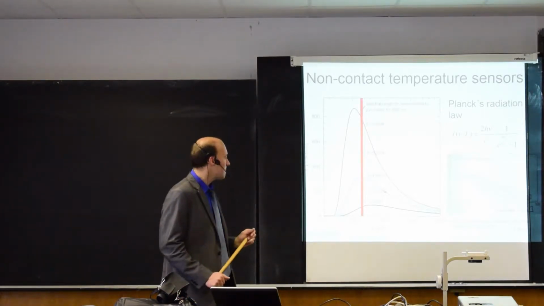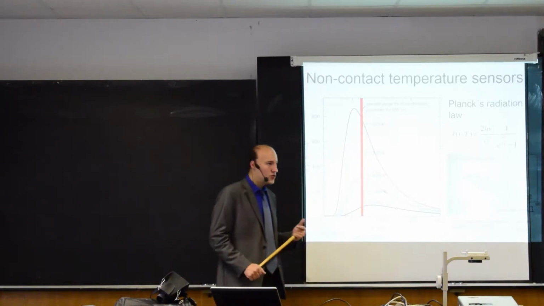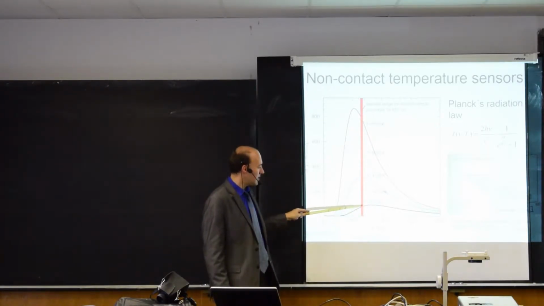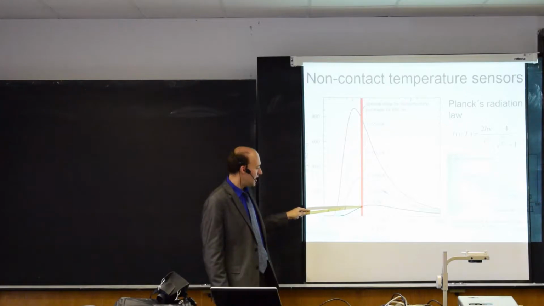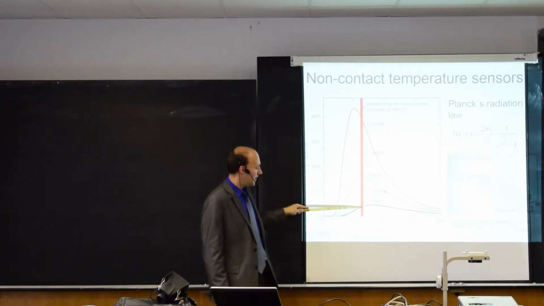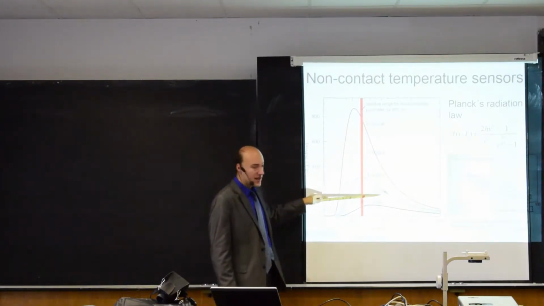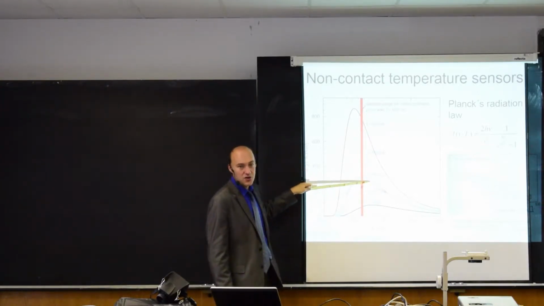The amount of radiation is proportional to the temperature of the object. So if, for example, I take one wavelength, then I can say, okay, if this amount of radiation is this one, then I have 3,500. If I have this radiation, then it's a higher temperature. If I have this amount of radiation, it's this temperature, and so on.